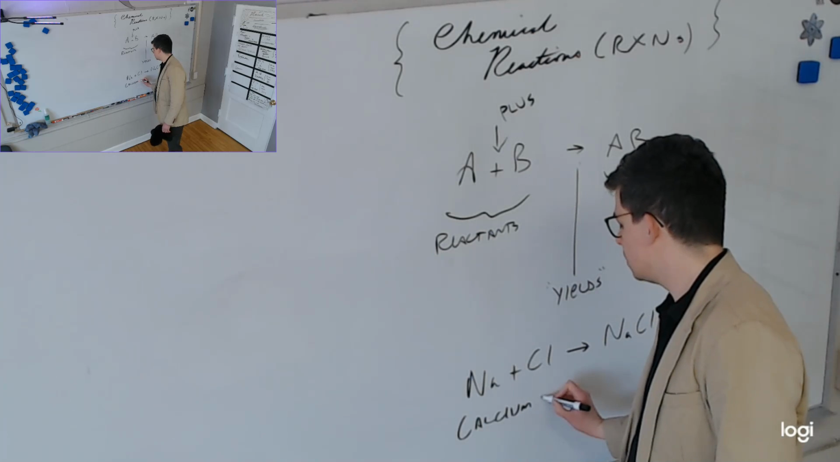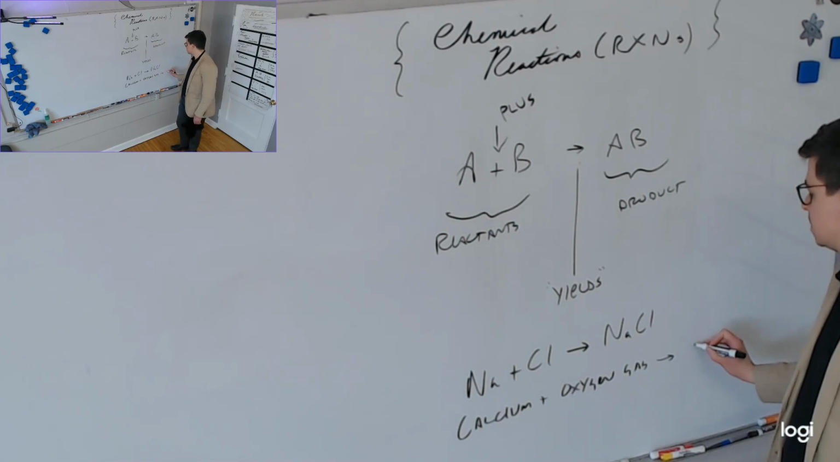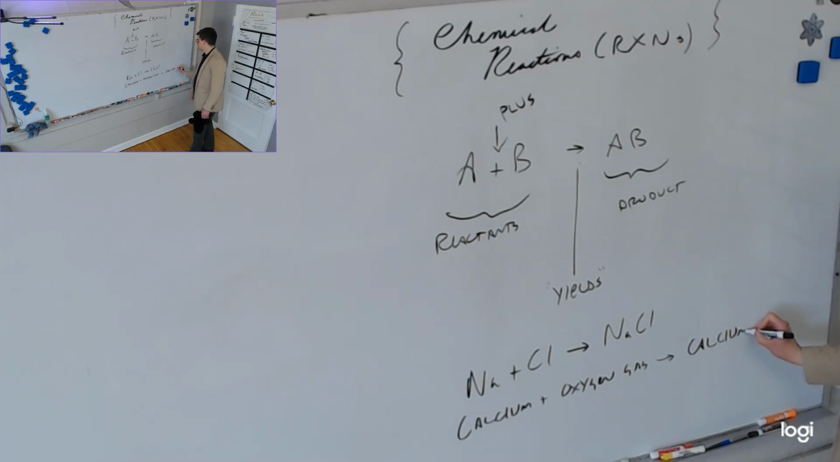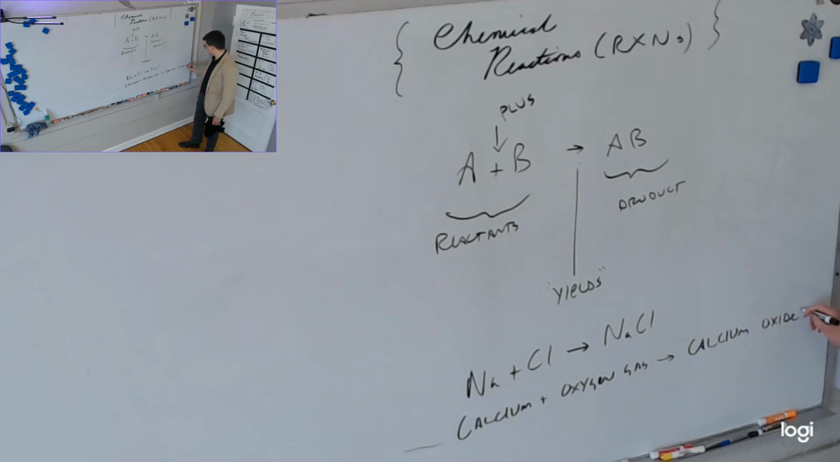Calcium plus oxygen gas yields calcium oxide. Well, what do I have to do? This might be the thing you're given on the test. It might say balance this: calcium plus oxygen gas yields calcium oxide. What do I need to do first to start? Put them into the form. Yeah, this is called the word form.